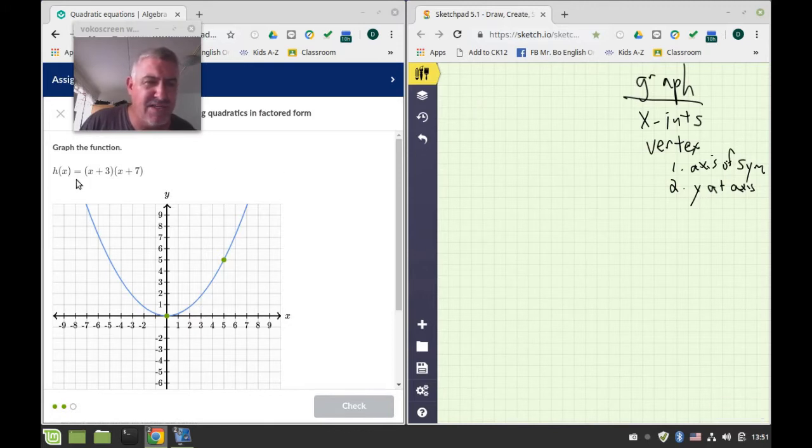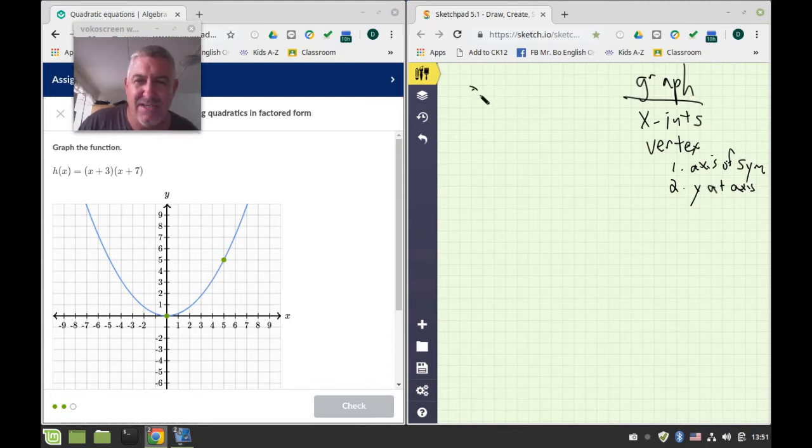Our function doesn't look like y here, and the function looks like h of x. So, but it really is no different. In fact, even our graph says y. It doesn't say h of x here. So obviously Khan thinks it's similar.